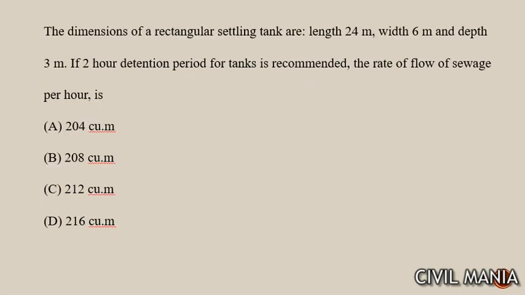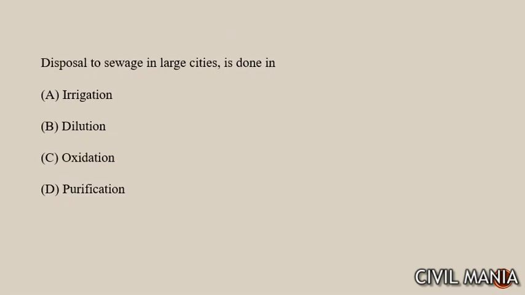Next question is the dimensions of a rectangular settling tank are 24, 6 and depth is इतना. What will be the volume? It will be 216 cubic. उसके बाद नेक्स्ट क्वेश्चन है disposal of sewage in large cities is done by dilution.